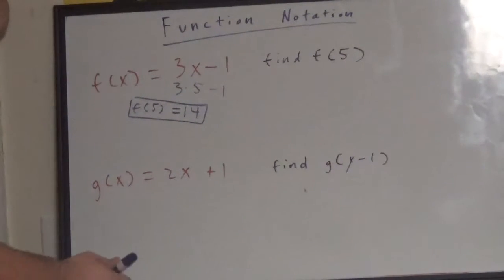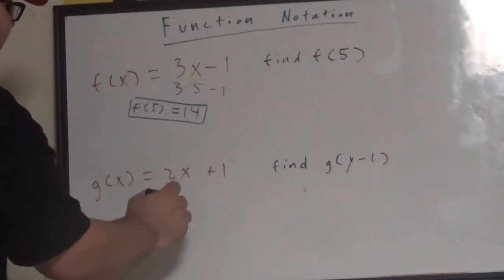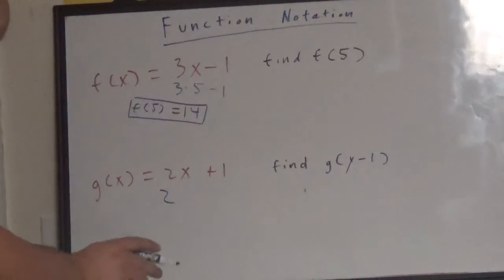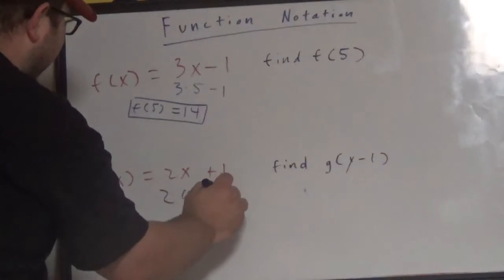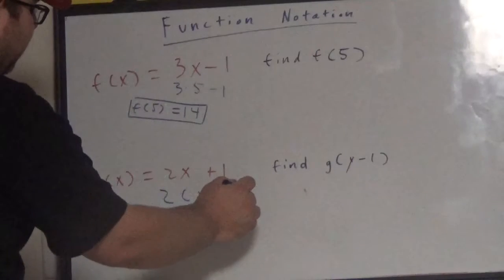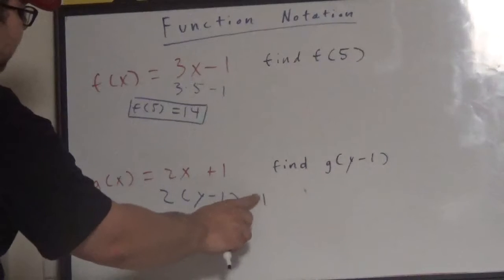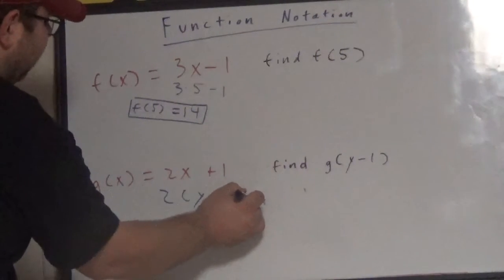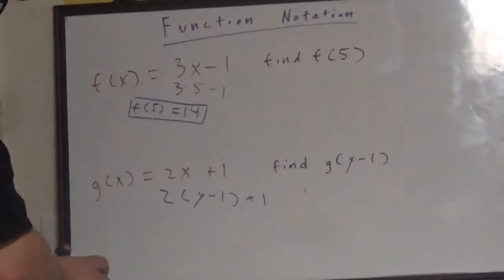We can't just put this in a calculator. Well, the first thing we want to do is put 2 times, in place of x, y minus 1. Remember, it's two terms, it's a binomial, so I'm going to put it in parentheses. 2 times the quantity of y minus 1, plus 1. First off, we use the distributive property.